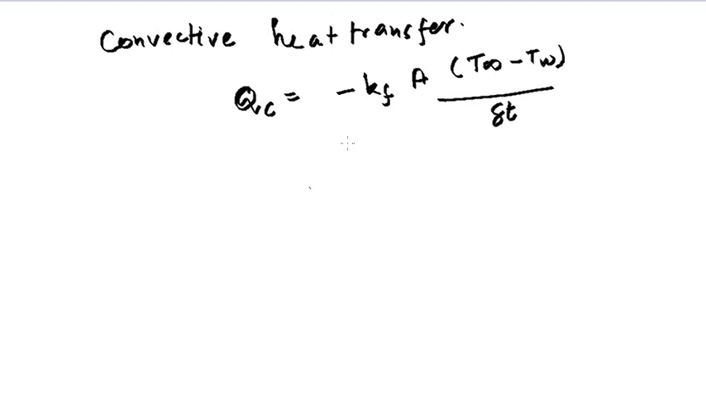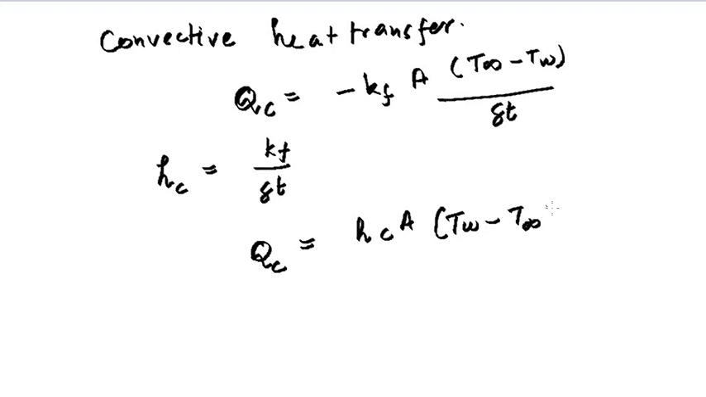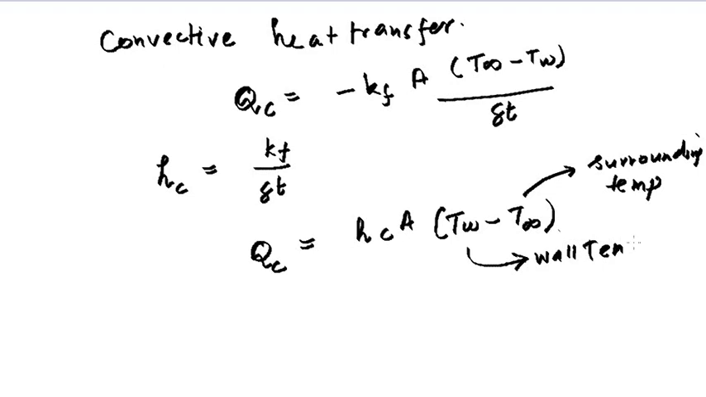In this case there is a coefficient called the surface coefficient or film coefficient, defined as Hc. Hc is Kf by delta T. Hence, the rate of heat transfer through convection is equal to Hc A into (Tw minus T infinity). T infinity is nothing but the surrounding temperature, and Tw is the wall or surface temperature. So Hc is called the film or surface coefficient of heat transfer.